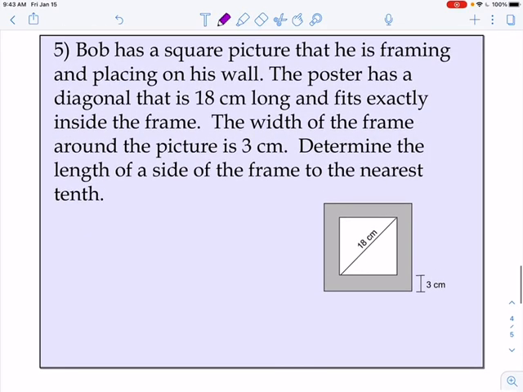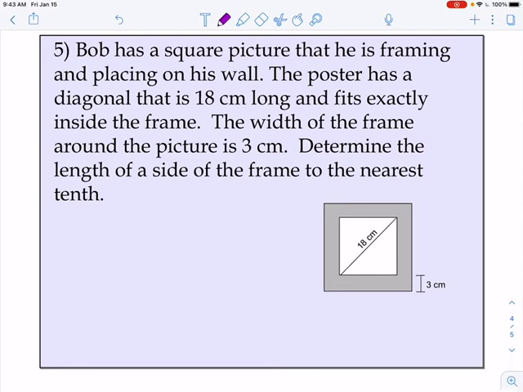Okay, Bob has a square picture that he is framing and placing on his wall. The poster has a diagonal that is 18 centimeters long and it fits exactly inside the frame. The width of the frame around the picture is 3 centimeters. Determine the length of the side of the frame to the nearest tenth.